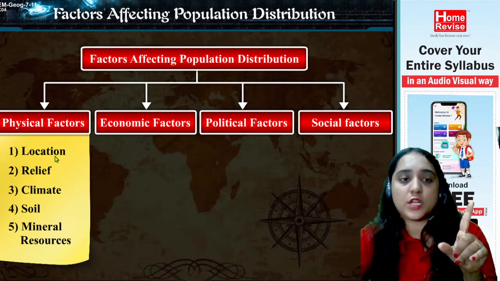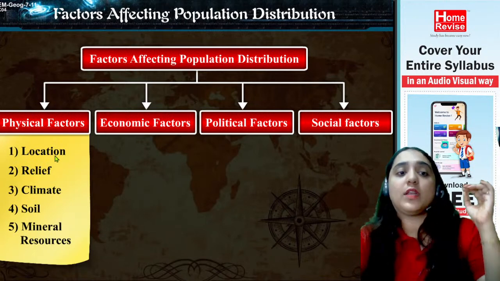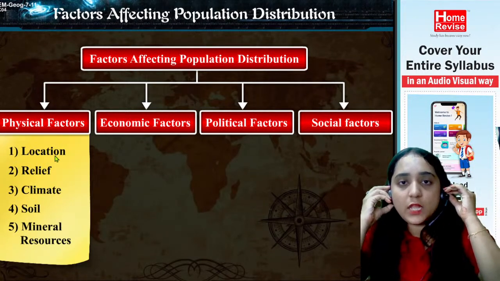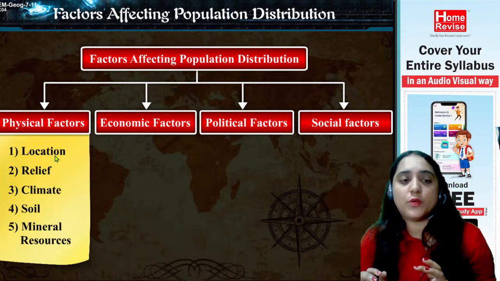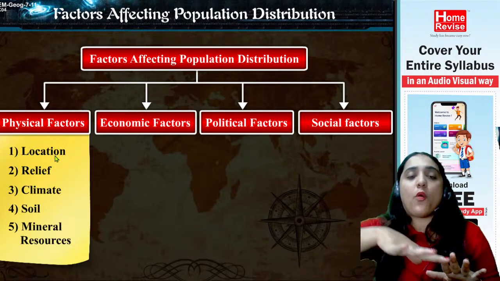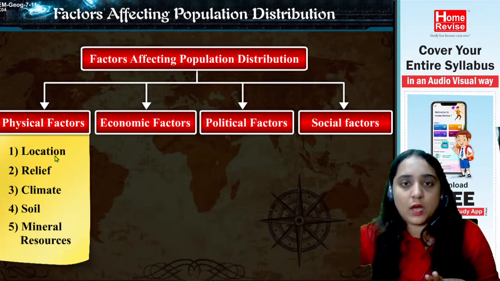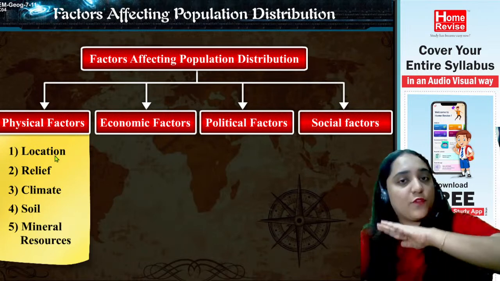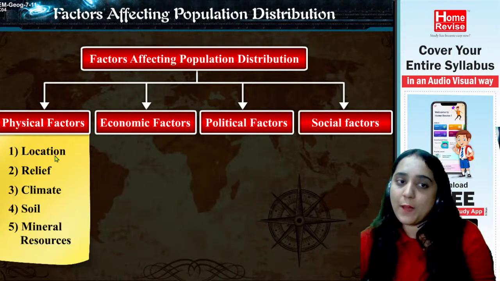जैसे फर्स्ट इज अ लोकेशन. लोकेशन प्लेज अ वेरी इंपॉर्टेंट रोल, where exactly it is located. ठीक है, तो उसके हिसाब से पॉपुलेशन डिस्ट्रीब्यूट होगा. सेकेंड इज द रिलीफ. अगर बहुत ही ज्यादा माउंटेनियस पार्ट होगा तो वहां पे लोग नहीं रहेंगे. इफ यू हैव अ फ्लैट प्लेट, यस, लोग वहां पे रहेंगे.